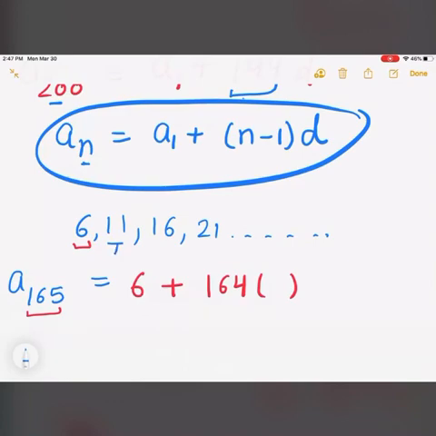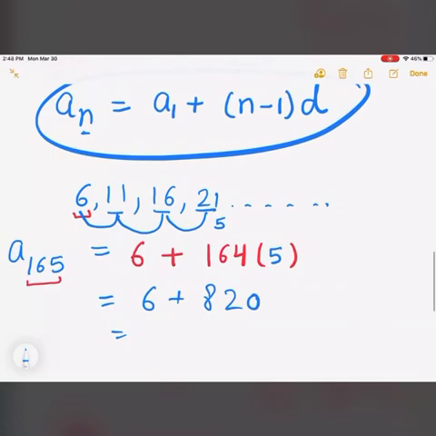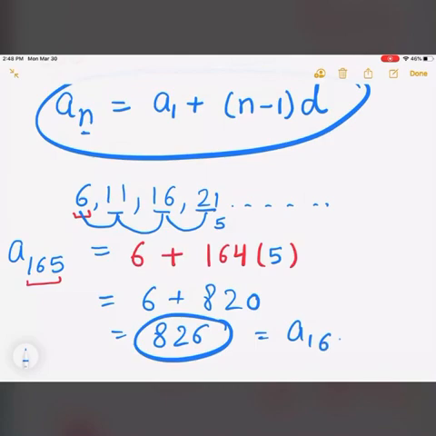So let's find the difference: 11 minus 6, 16 minus 11, 21 minus 16. What's the difference every time? It's 5. So the difference is 5. Now the rest is pretty much solving everything. So let's solve. I have 6, plus 164 times 5, which is 820. And if I add 820 to 6, it's 826. And that's my 165th term. You can even check if you want. Trust me. And that's how we do the explicit rule.